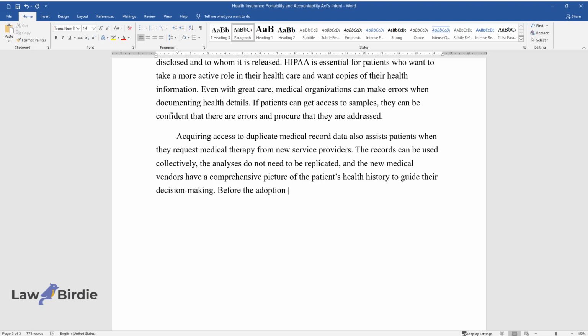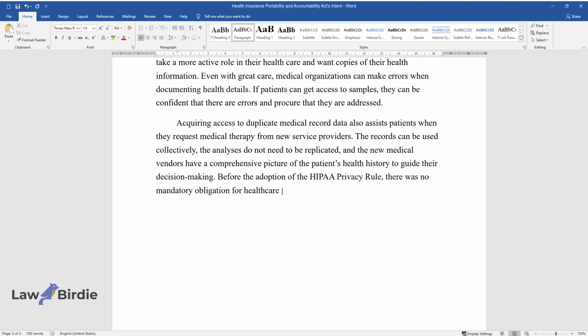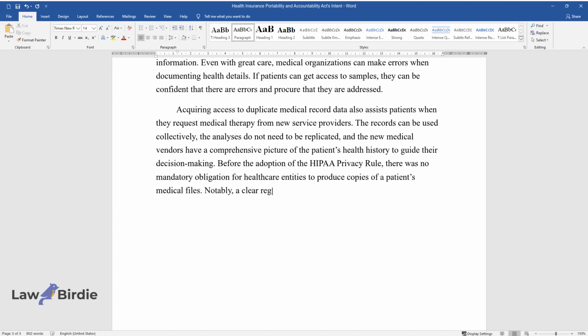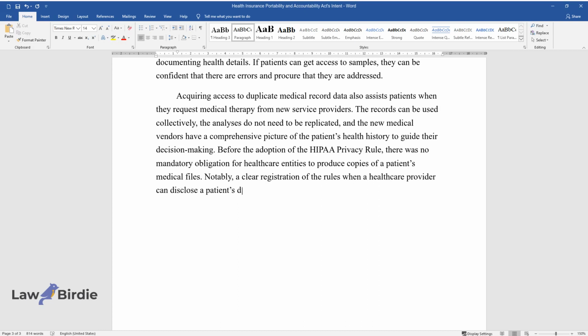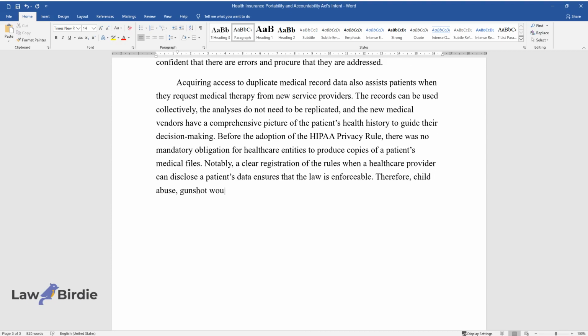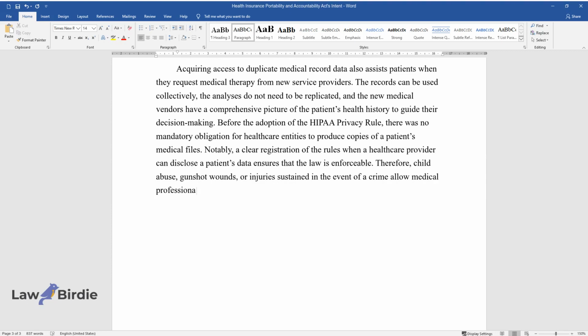Before the adoption of the HIPAA privacy rule, there was no mandatory obligation for healthcare entities to produce copies of a patient's medical files. Notably, a clear registration of the rules for when a healthcare provider can disclose a patient's data ensures that the law is enforceable. Therefore, child abuse, gunshot wounds, or injuries sustained in the event of a crime allow medical professionals to report information to the appropriate services.